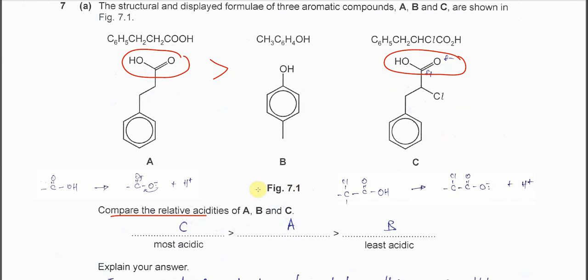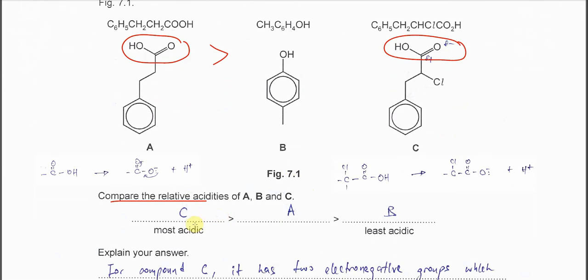So first, you need to put the comparison, the trend. The most acidic is compound C, the carboxylic acid or carboxyl with the chlorine, followed by compound A, and the least acidic is the phenol, compound B.